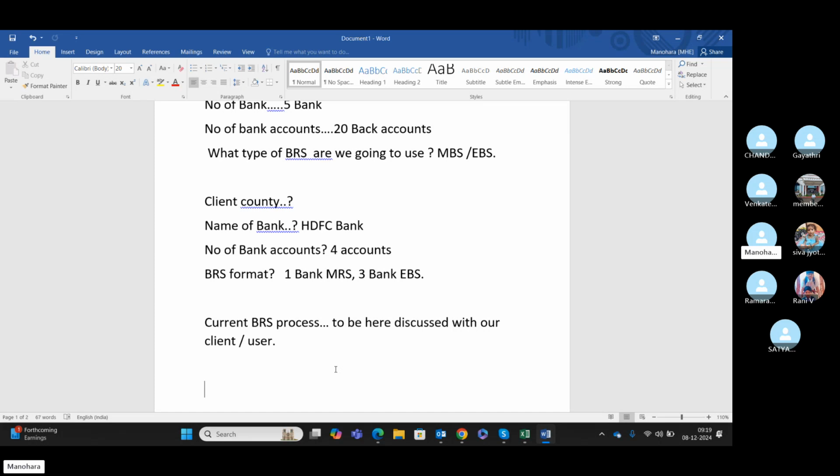Based on that, we have to ask them if they are facing any challenges or difficulty. Let us know, we will try to solve it. If it's possible in SAP, we'll check it and come back to you. That is all that happens in the meeting, so we have to discuss here how the current BRS processing is happening.